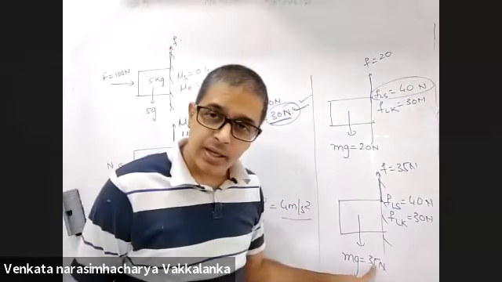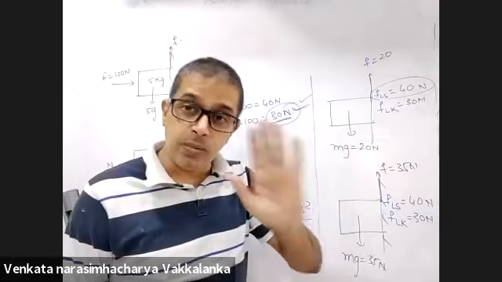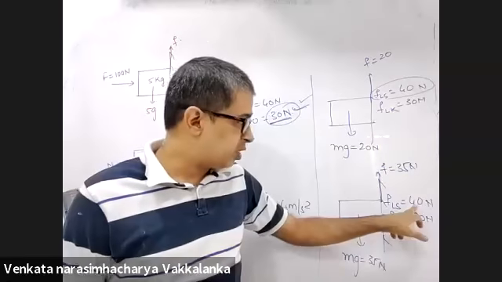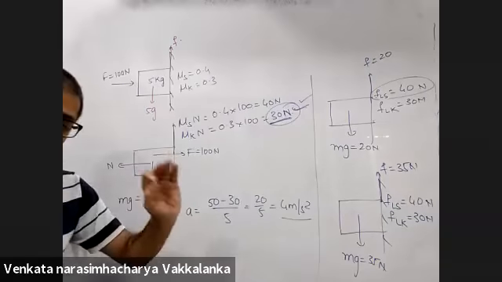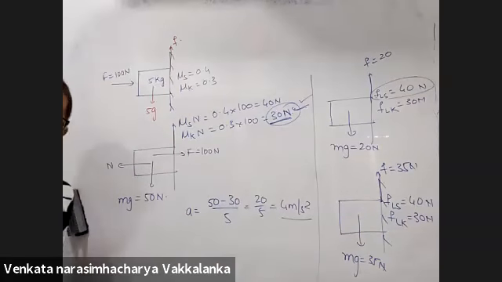If it is 40, it will be 40. The block is at rest, so frictional force will be 40 if the force is 40. The moment it crosses 40, friction reduces to 30. The change in friction force is immediate.